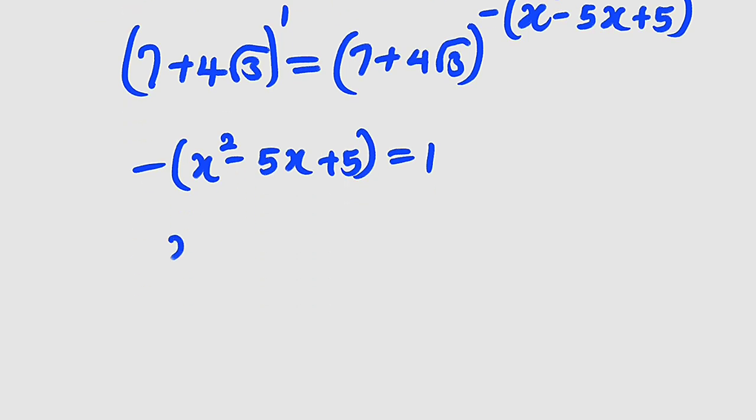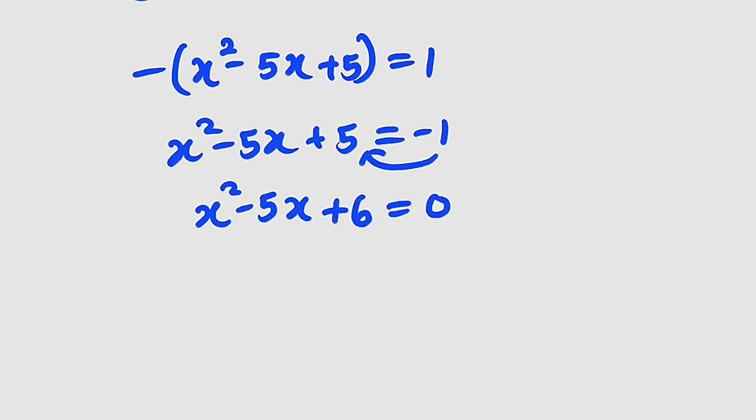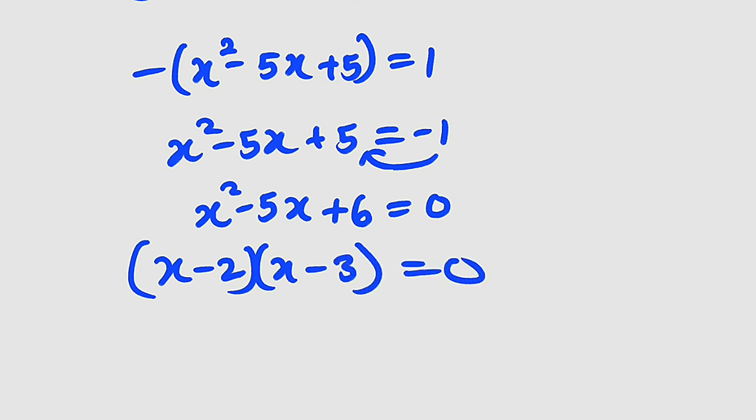Multiply both sides by negative, so we have x squared minus 5x plus 5 is equal to negative 1. Take negative 1 inside, it becomes positive 1, x squared minus 5x, that positive 1 plus 5 is equal to 6, and this is equal to 0. Now we think of two numbers which when we multiply them together, we get positive 6, but once we add them together, we get negative 5. And the numbers are negative 3 and negative 2. So x minus 2, x minus 3 is equal to 0.